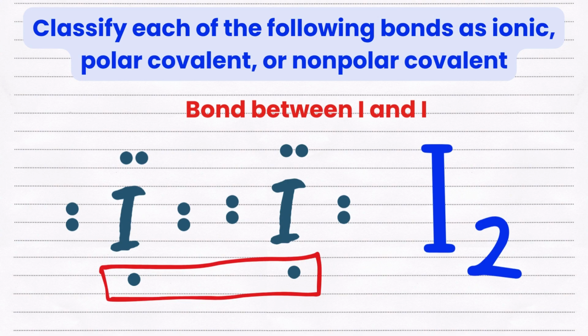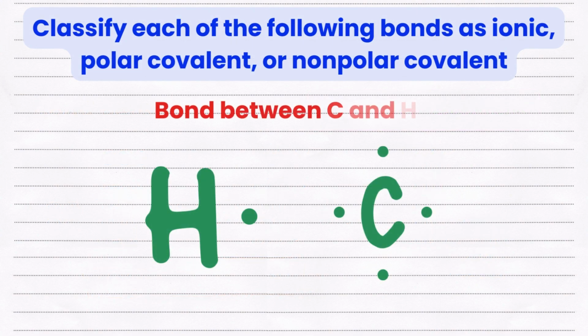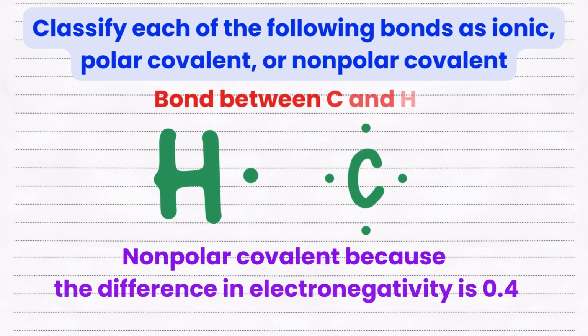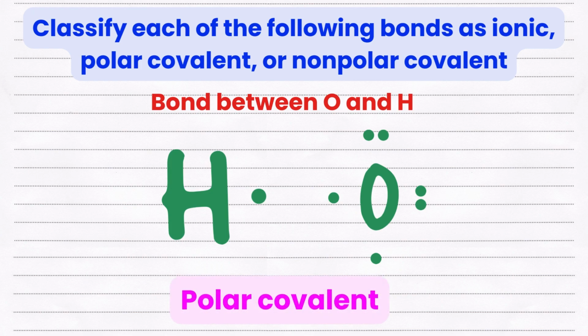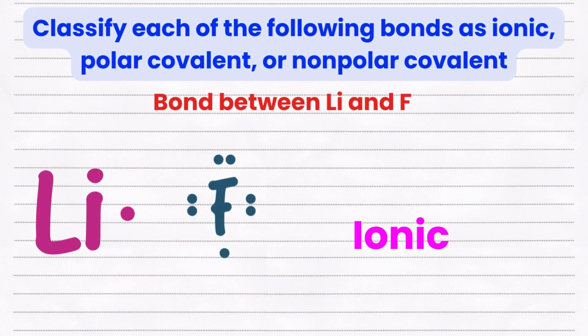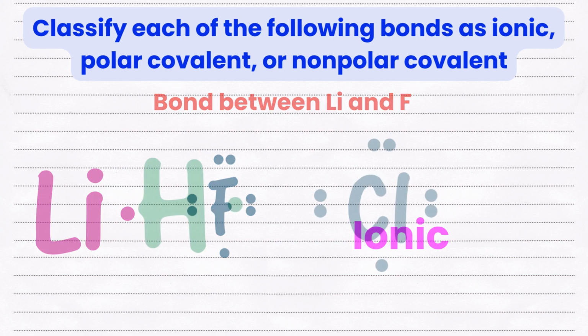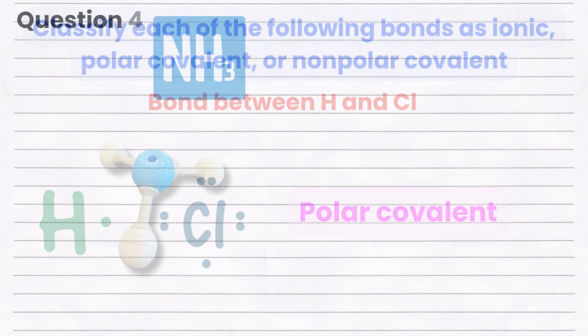Bond between iodine and iodine, it is nonpolar covalent. Bond between carbon and hydrogen. It is nonpolar covalent because the difference in electronegativity is equal to 0.4. Bond between oxygen and hydrogen, polar covalent. Bond between lithium and fluorine, it's ionic. Lithium is a metal and fluorine is a nonmetal. Bond between hydrogen and chlorine, polar covalent.